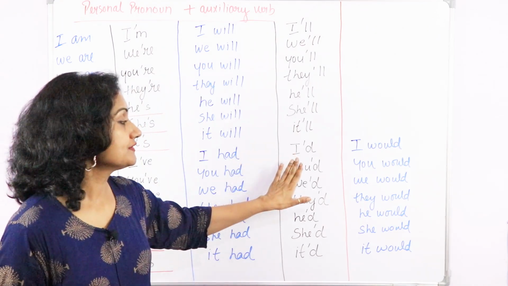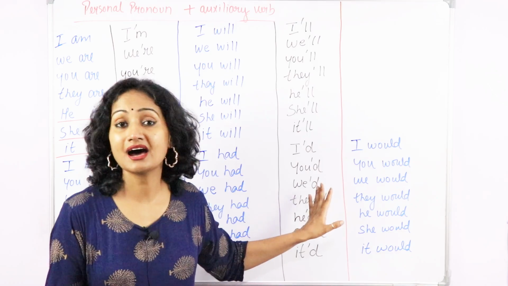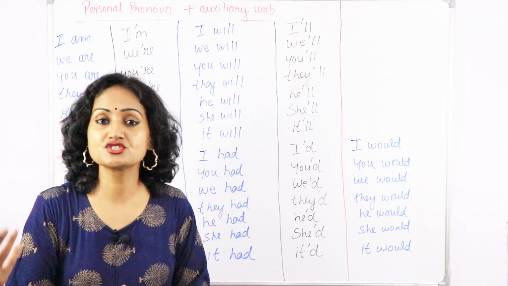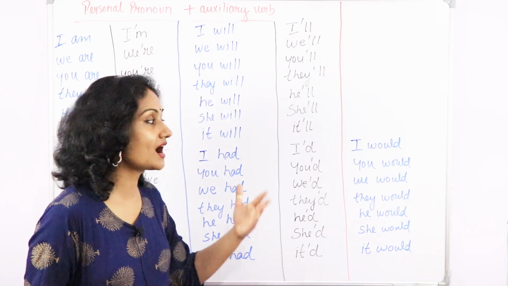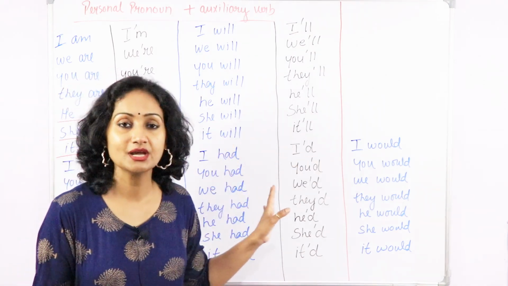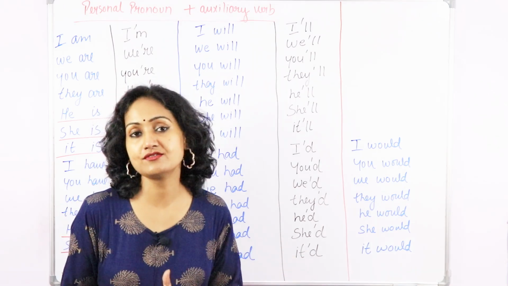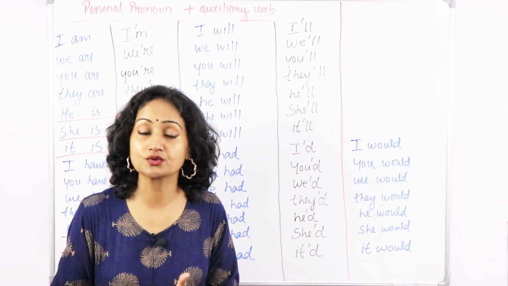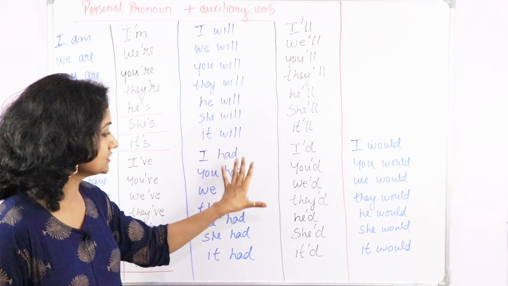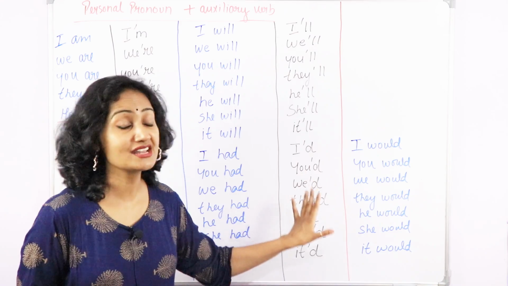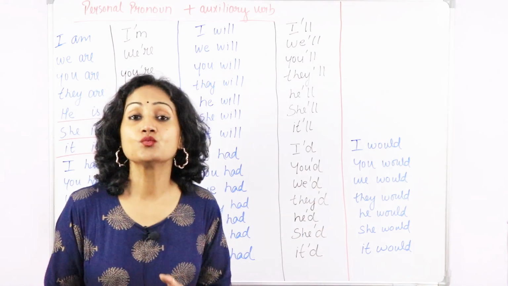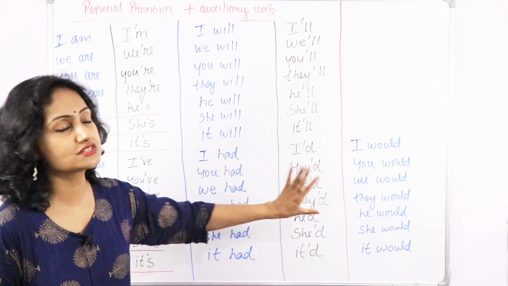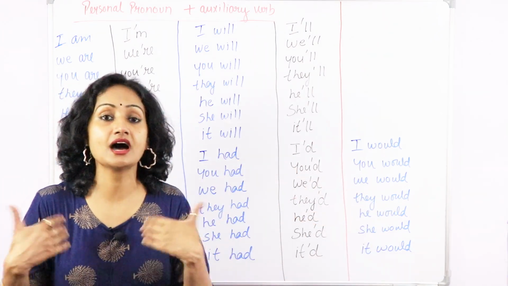So if it is I'd watch a movie, watch is the first form of the verb, so it has to be I would. It can't be I had, because had, has, have, again we use them in perfect or perfect continuous forms. So if we are using the third form of the verb, like I'd watched the movie, watched is the third form of the verb, so it has to be I had, and if it is the first form of the verb, then it has to be I would.